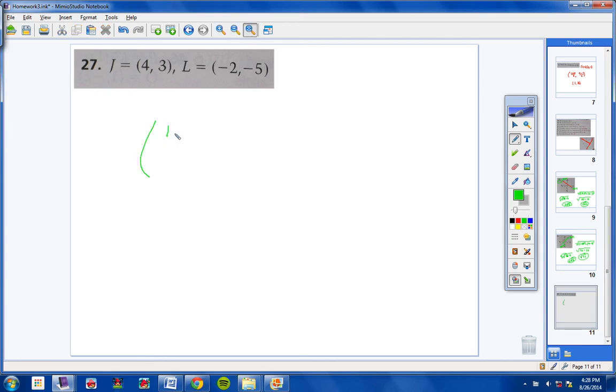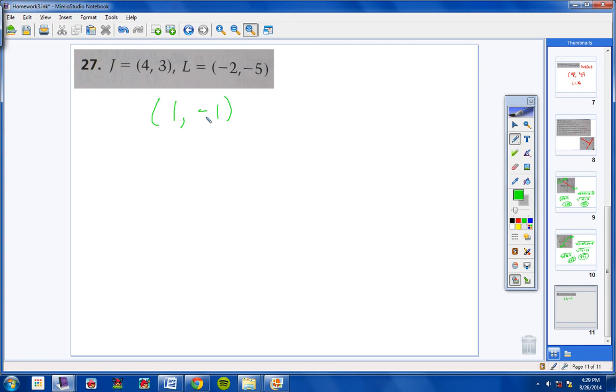X plus x divided by 2, so 4 plus a negative 2 divided by 2, comma, y plus y, so 3 plus a negative 5 divided by 2, and then we would have, let's see, 4 plus a negative 2 is 2, 2 over 2 is 1, and then 3 plus a negative 5 is negative 2 over 2, which is a negative 1. Let me check the answers and make sure that's correct. Yes, it is. And so I have found the midpoint between these 2 points, and the midpoint is this right here.